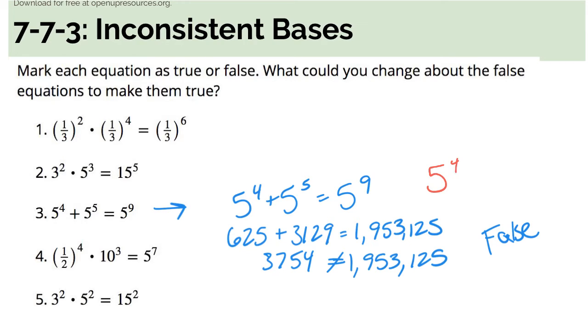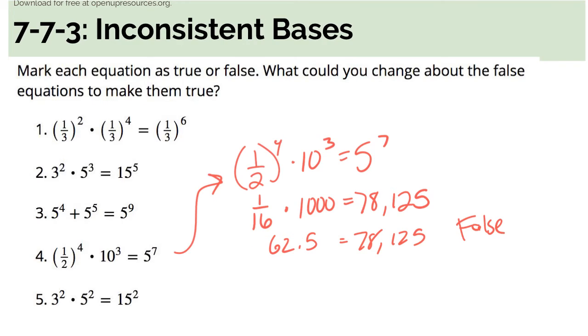If this one was multiplication instead of addition, then it would be true, because if I have the same bases being multiplied, I can add those exponents. Number 4 is also false. Again, if I use a calculator, I can see that the left-hand side is not going to be equal to the right-hand side, so that's false.